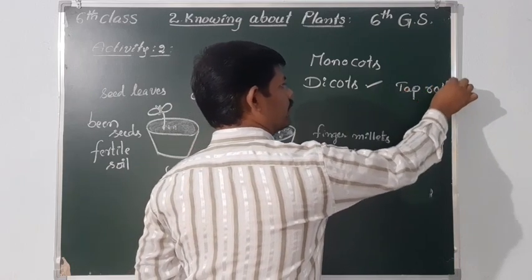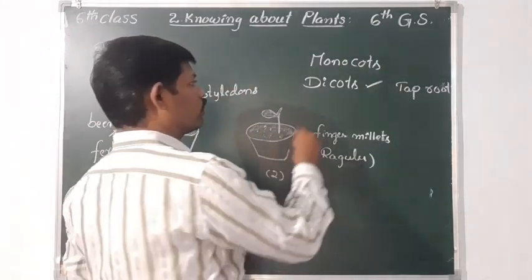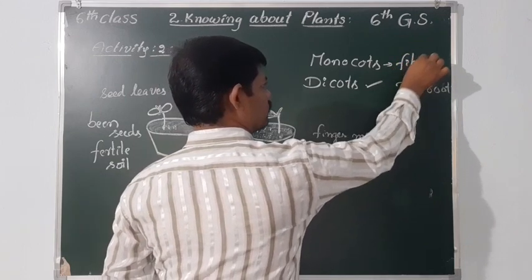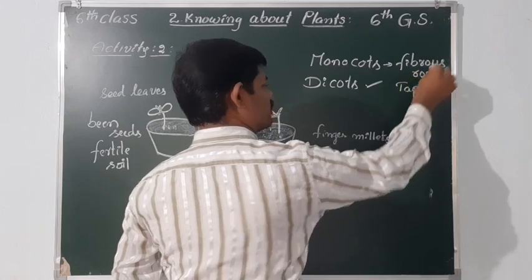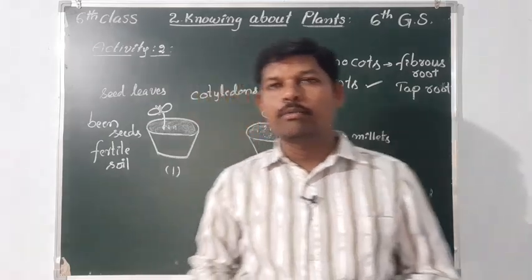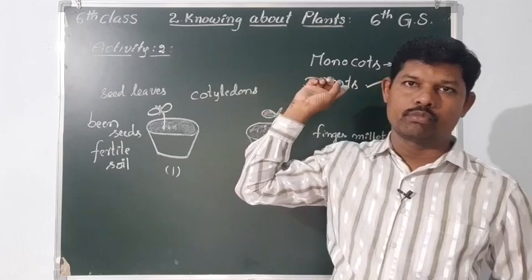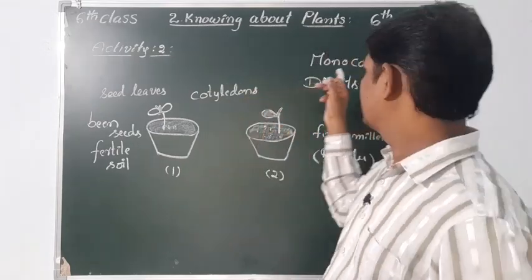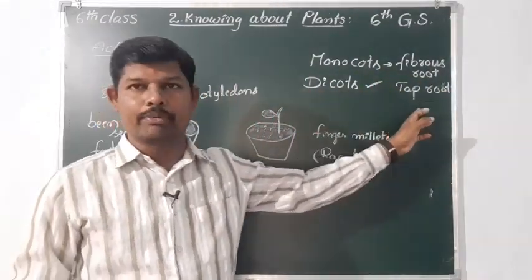And the finger millet plant is a monocot. It has a fibrous root system. So from this activity, we can understand that plants, according to their seed leaves, are of two types, monocot and dicot. Monocot plants have a fibrous root system and dicot plants have a taproot system.